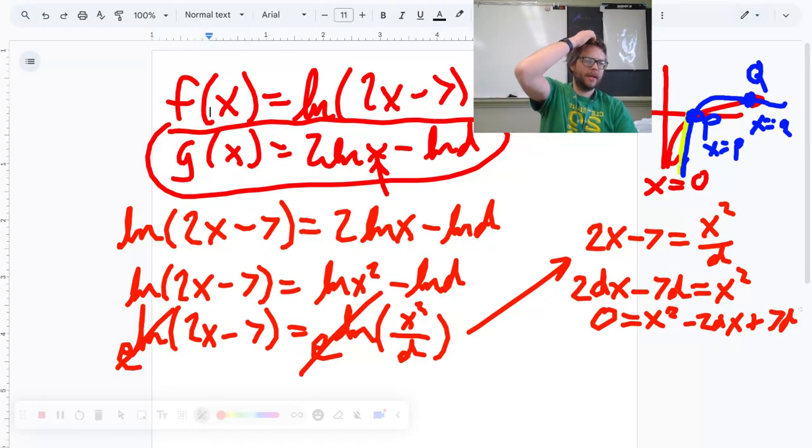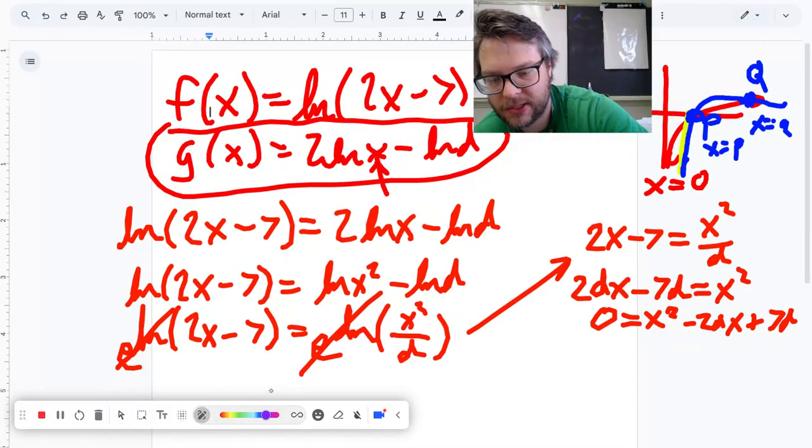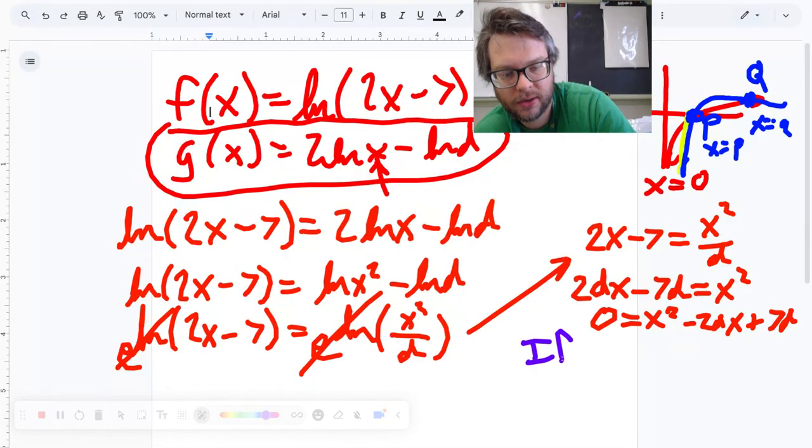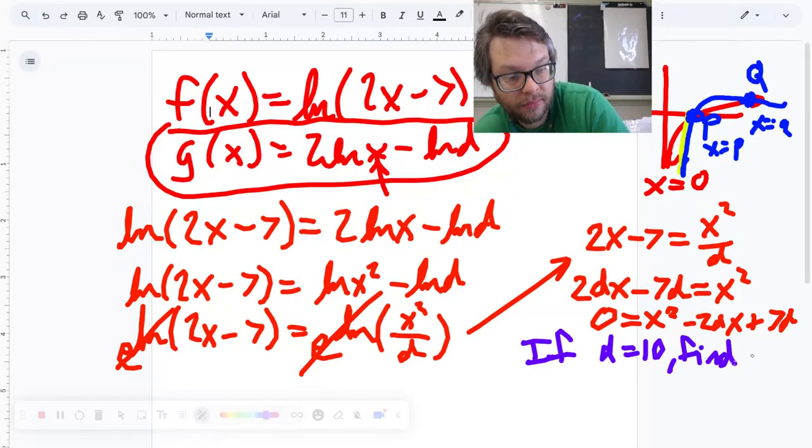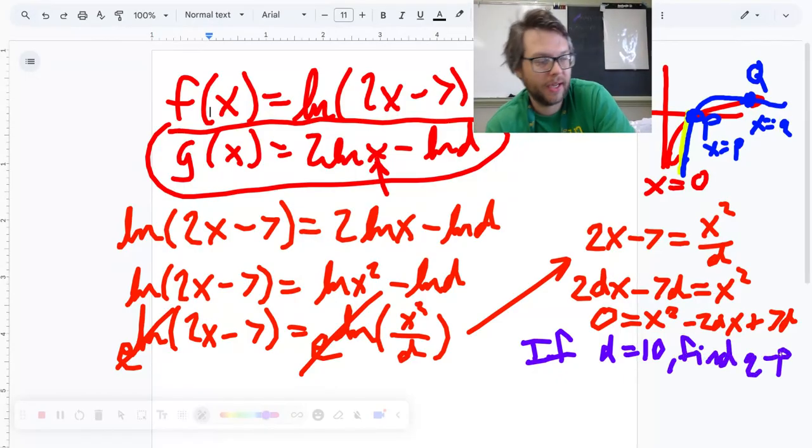So it says they intersect at P and Q, and you can't figure out what P and Q are here because everything is just in terms of this letter D. They haven't told us anything about D. They ask us to do a couple things. One thing they ask us to do is, if D equals 10, find Q minus P. We'll do that.